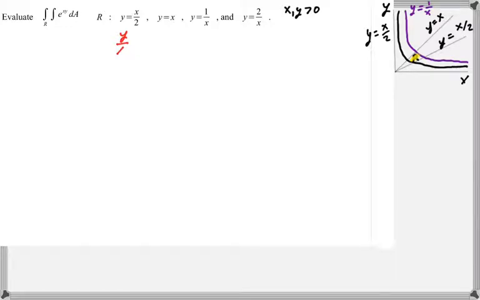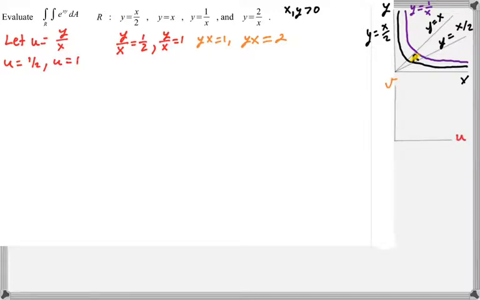So if I take the first equation and I divide by x, I'd have y over x is equal to 1/2. If I take the second equation, y equals x, and divide by x, I'll have y over x is equal to 1. Okay, and I'm doing this because I want the x and the y to be on the same side of the equation. Okay, if I take y equals 1 over x, I can multiply by x and get yx is equal to 1. And y is equal to 2 over x, multiply by x, so you have yx is equal to 2. All right, so u is going to be a function of x and y, so u will let be y over x. Okay, so then we can see our limits would be 1/2 to 1 for the u.